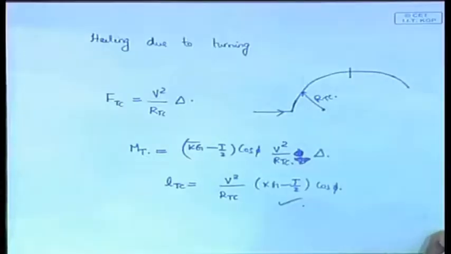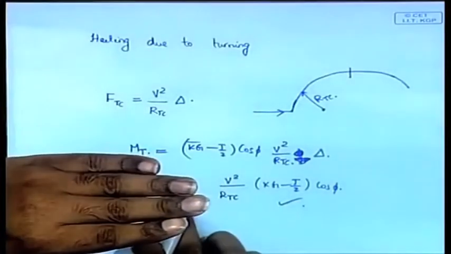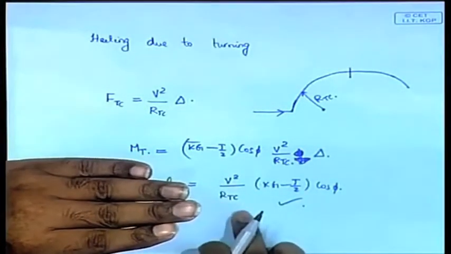Would the ship be stable during this? Stability again, stable means, are you asking will it capsize? That depends on the heeling moment. It depends on how much it's heeling, and how much it heels depends on what is the turning circle. KG minus T/2 cos phi means, as you can see, there is a V squared by R Tc.